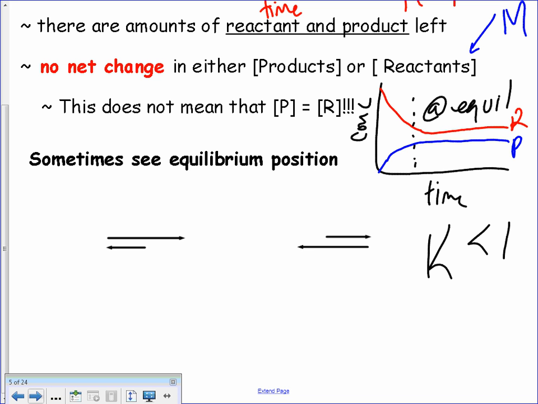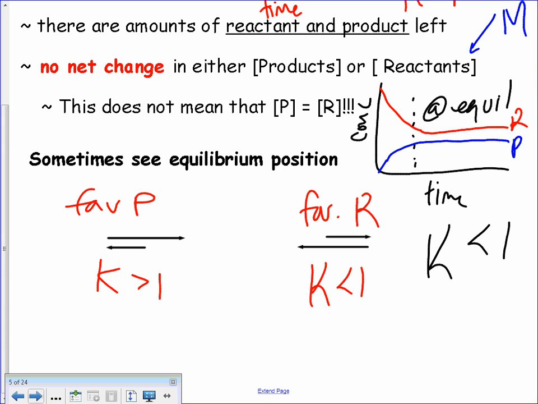So there are two ways to write equilibrium arrows. You can write them just reversible like this, or you can actually show the favorability. So what is this one showing? Favoring products or reactants? Definitely favoring products. And so if you see the favoring of products, you assume K is what? Greater than 1, right? And if you see this one, what do you know? Right, you know that you're favoring reactants and that K is less than 1.